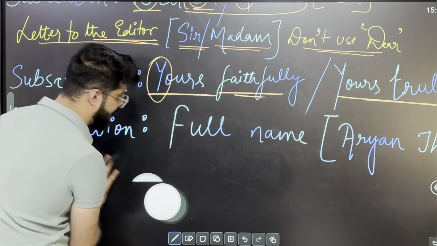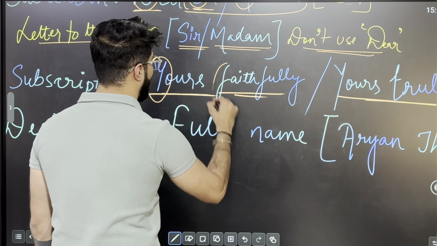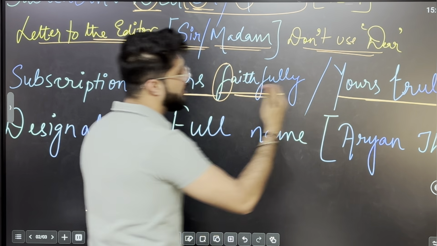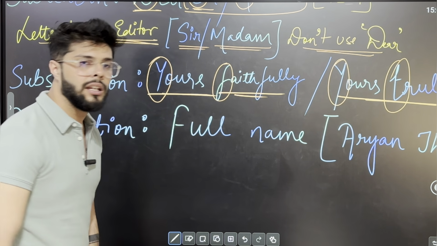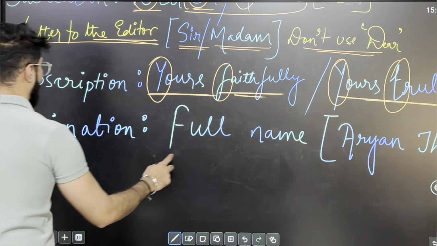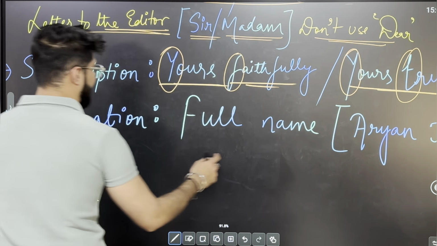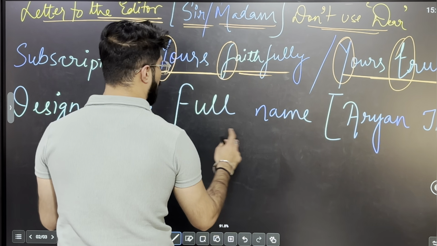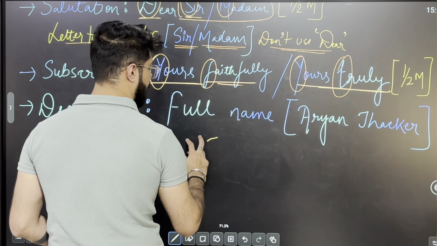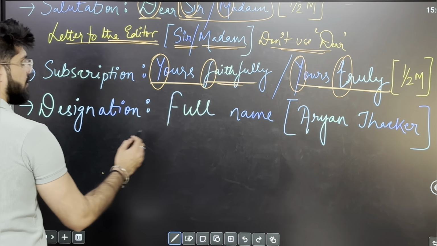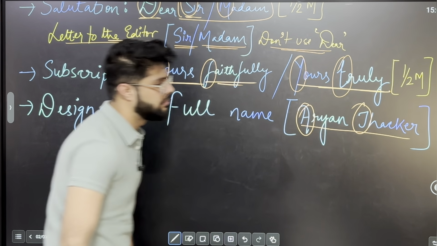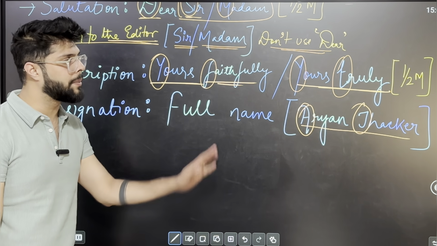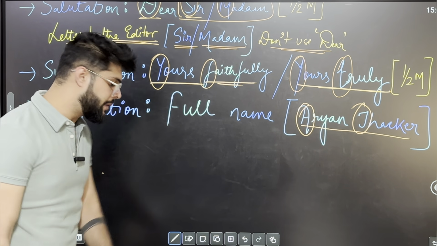The Y has to be in capital letter and faithfully ka F has to be in your small letter. Or same goes for Y capital letter, truly ka T chota letter mein. I hope this is clear. And then comes your own designation, where you have to give your full name, like Aryan Thacker. So A capital, T capital. ठीक है, इसको ध्यान रखिए, आपको आपका फॉर्मेट में पूरा 3 नंबर मिल जाएगा.